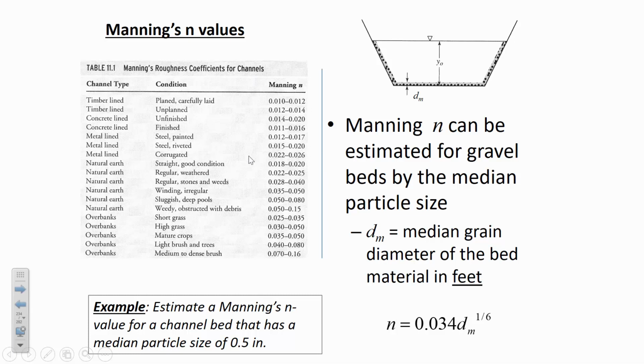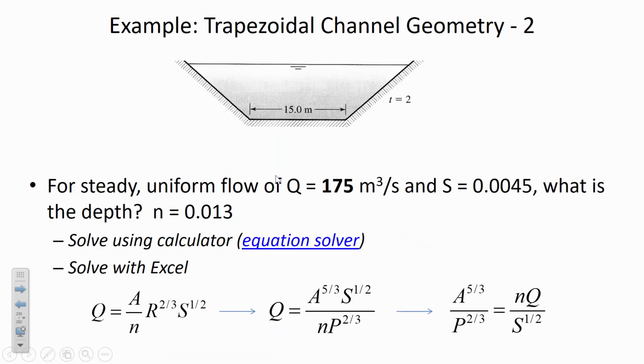It's the sort of thing that an experienced engineer who's gone out in the field a lot of times is going to be able to look at it and know, oh yeah, we should use a 0.025, but if there's more weeds, we would have increased the n value. There are some imprecisions in assigning the n values.